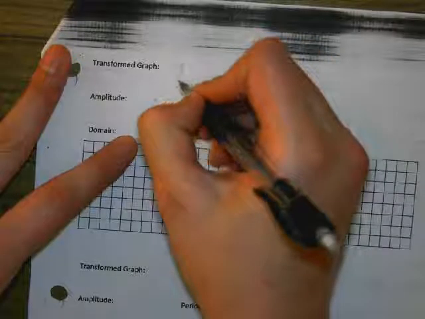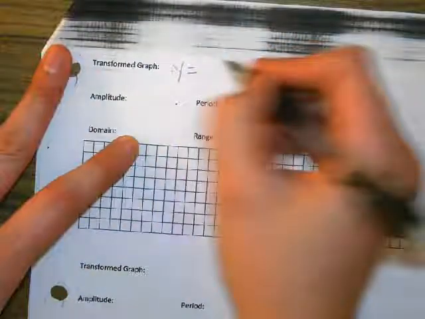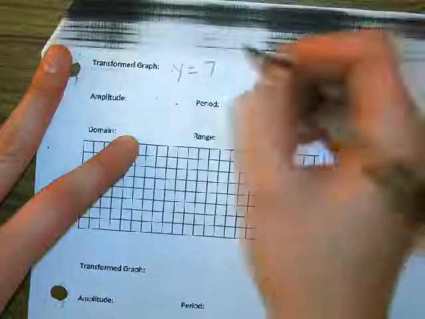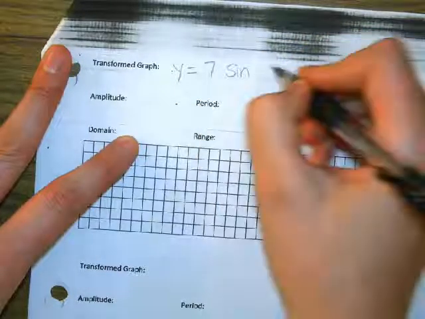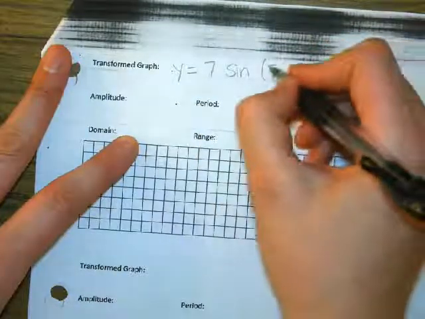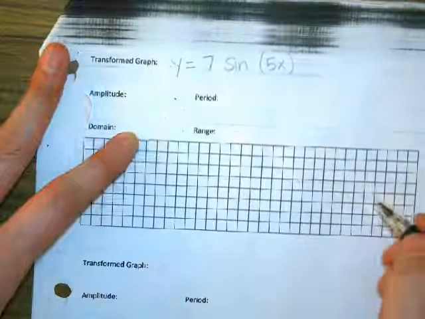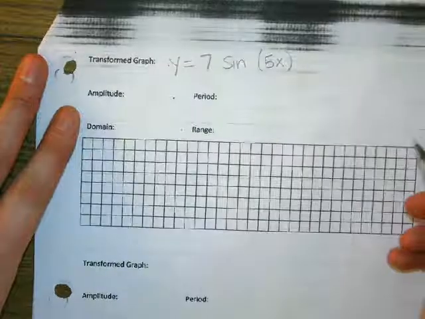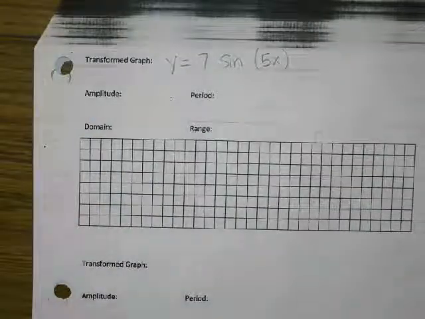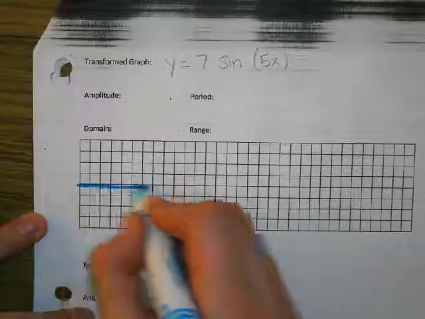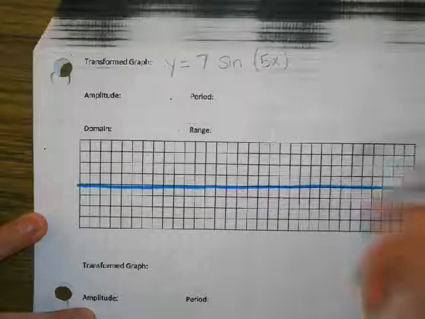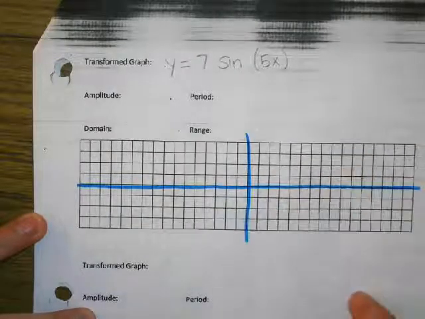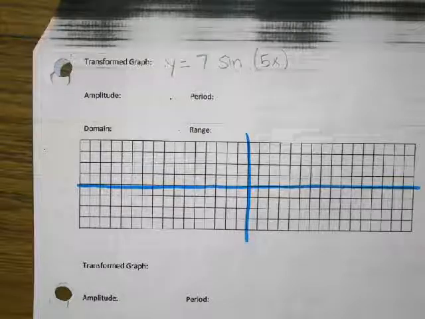Somebody give me an amplitude. 7. Sine. And this time we're going to do 5x. 7 sine 5x. Shoot, my graph went over a little bit. That's okay. We're going to go ahead and put the dark lines in the middle. Yeah, neither one of these numbers are great, are they? No.